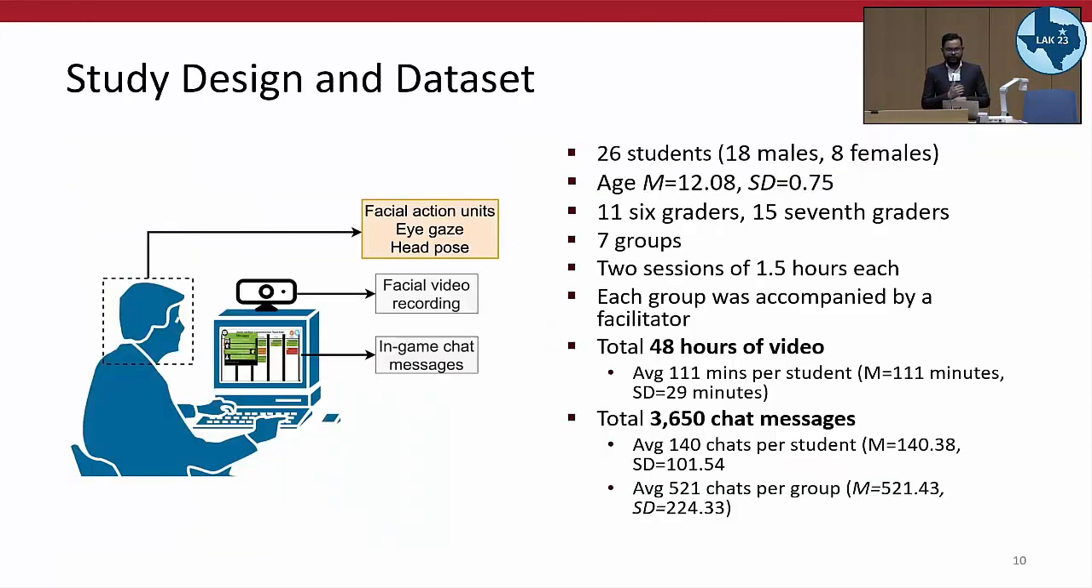For our study, we have used facial video recordings of the students as well as their in-game chat data. There were a total of 26 students, 18 of them were males and 8 were females, all aged between 11 to 13, all 6th graders and 7th graders. We did 2 sessions of 1.5 hours each. There were 7 groups. Each group was accompanied with a facilitator to help them navigate the problem. And we collected a total of 48 hours of video recordings and about 3,650 chat messages during those 2 sessions.